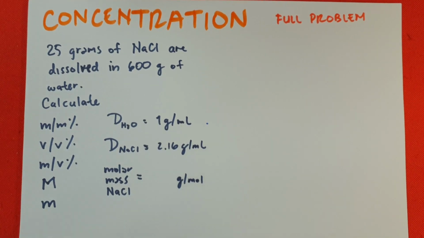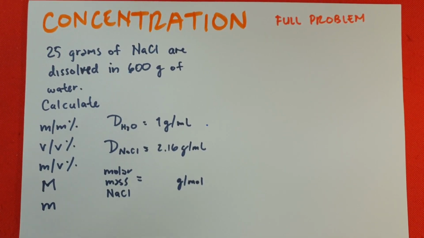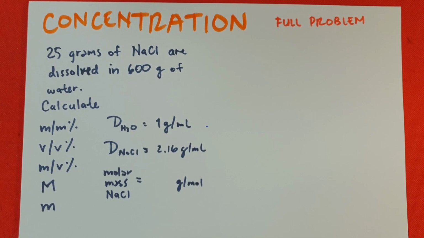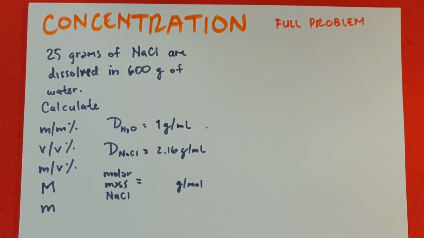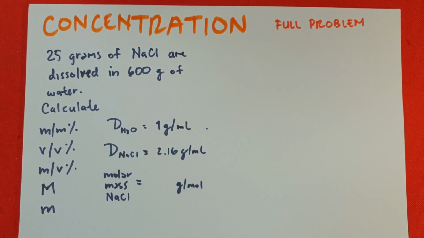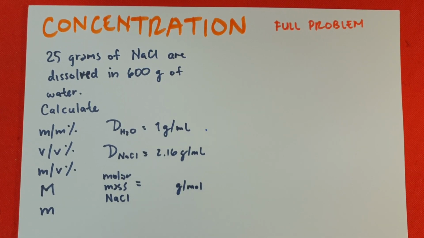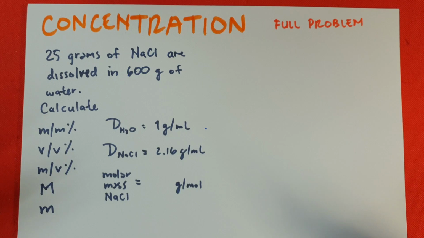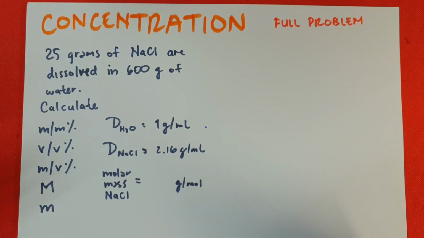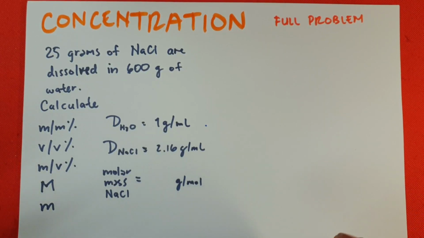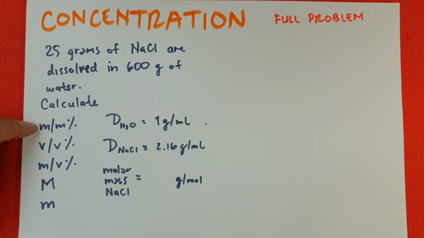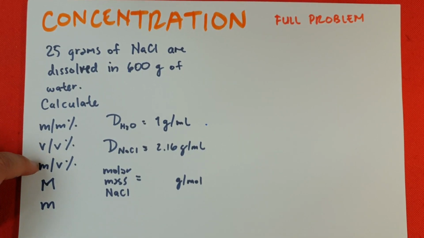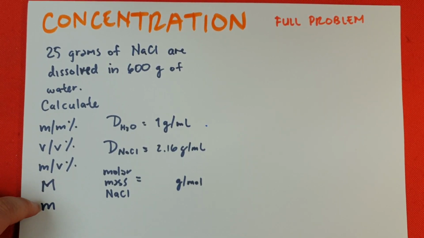So in this video, we're going to explore a full problem of concentrations. We can tackle this problem very simply if we're very organized. We're given 25 grams of sodium chloride dissolved in 600 grams of water. Calculate mass percent, volume percent, mass volume percent, molarity, and molality.